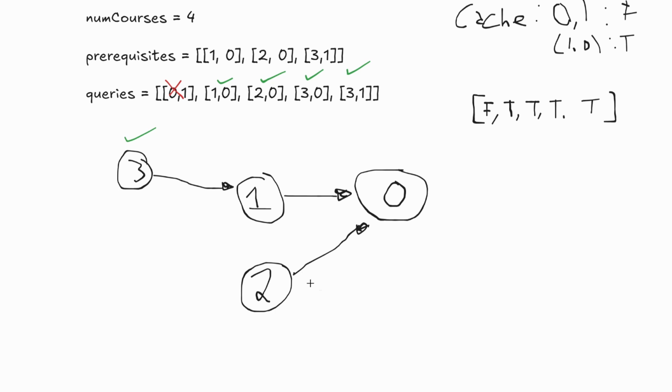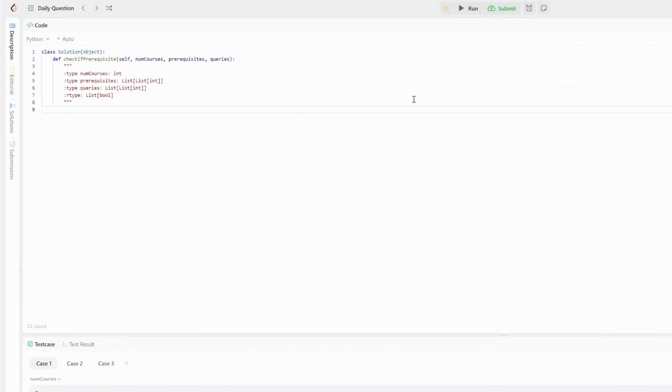Yeah, so it's going to make a lot more sense in the code, so let's jump into that next. Okay, so let's start off with the code here. So we're going to start off with a prerequisite map. Like we said, it's going to be built from the number of courses.